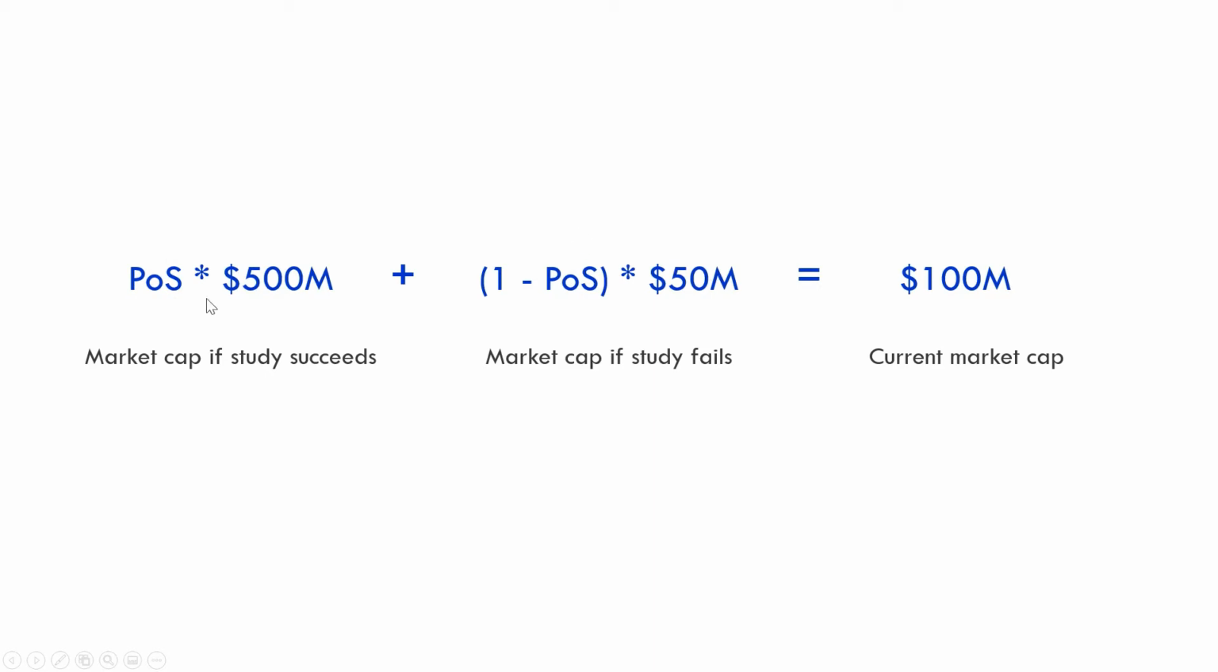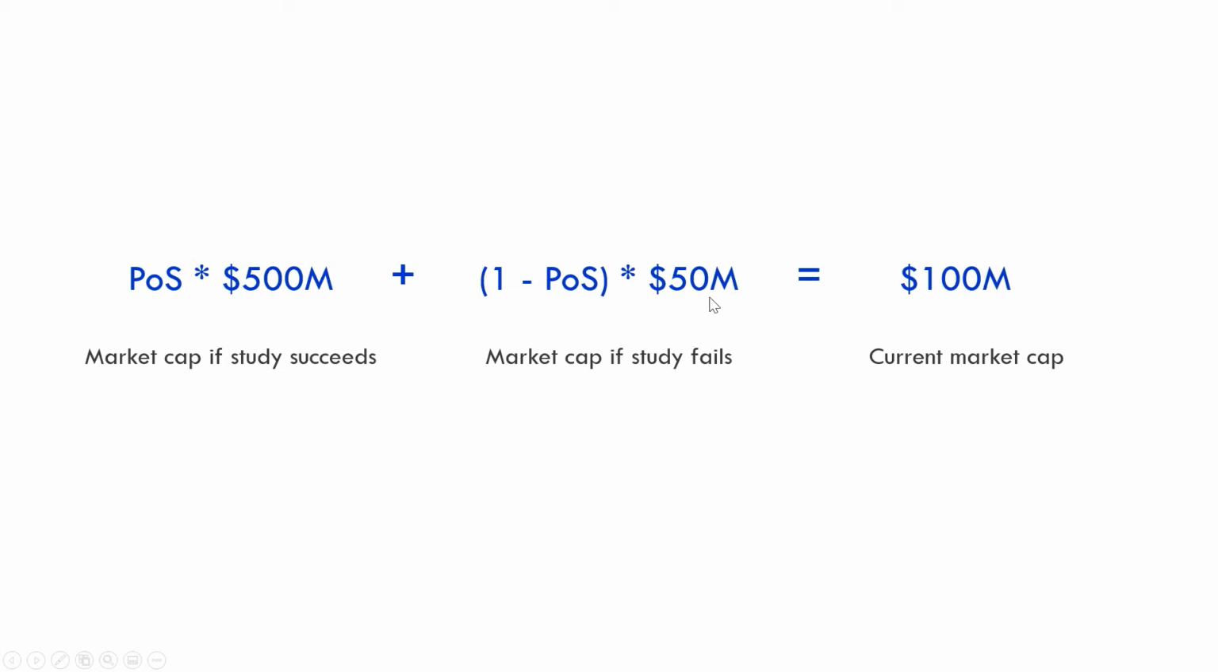And here we assume that 500 million is the market cap if the study succeeds, because that's where the stock was trading prior to the competitor's negative data readout. In reality, the stock would probably trade higher than 500 million if the study was successful, just because that $500 million valuation probably baked in some probability of failure for the phase 2 study. And once the phase 2 study is actually successful, then that probability of failure will no longer exist. So the valuation will be higher.